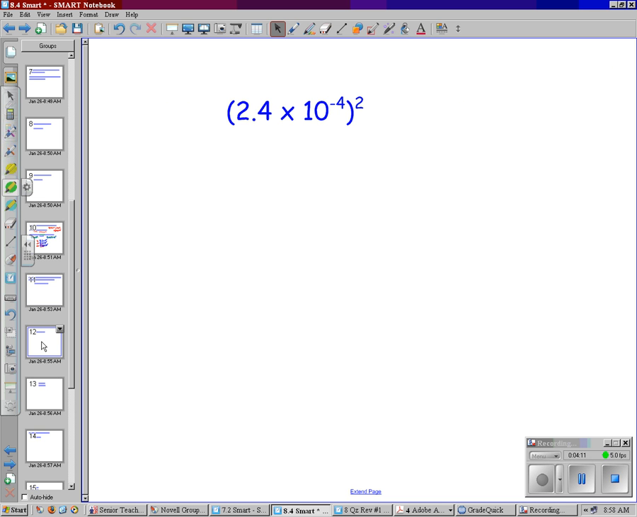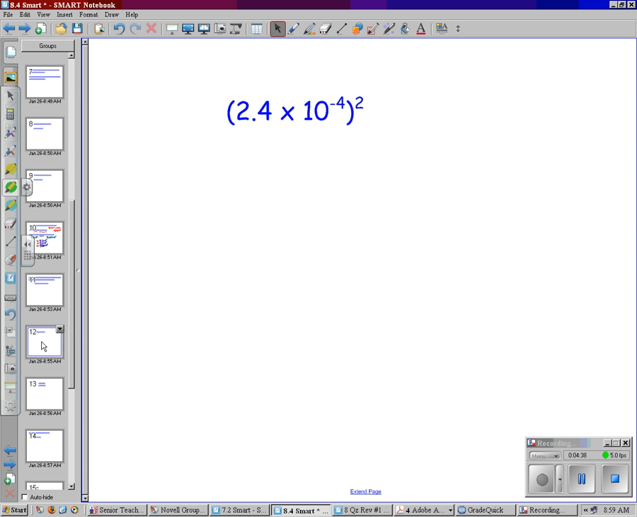Oh, let's see. We talked about computing. Here, we did this one, right? Yes, no? We did not do this one together? Okay, then let's do this one together, and I've got another one to do together with you. 2.4 times 10 to the negative 4th, all raised to the 2nd power. I was able to get through a couple more examples with some classes than others. So 2.4 times 10 to the negative 4th, all raised to the 2nd power.